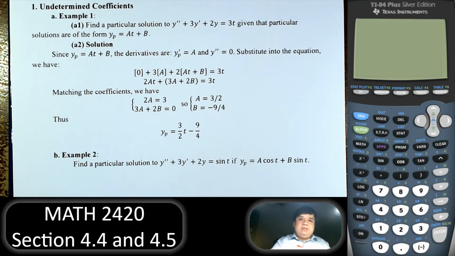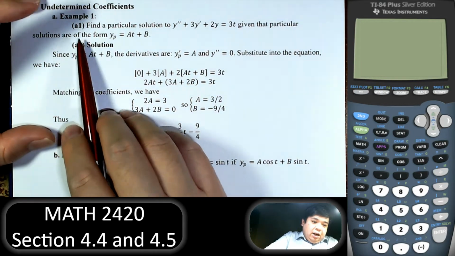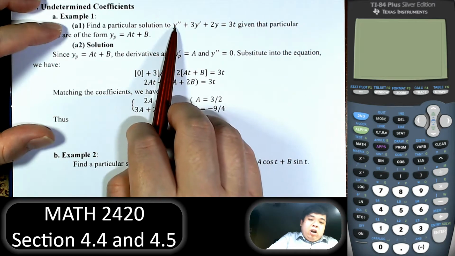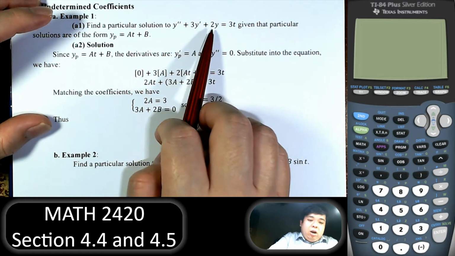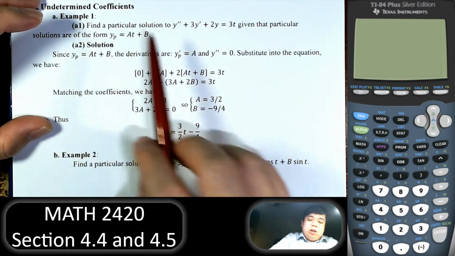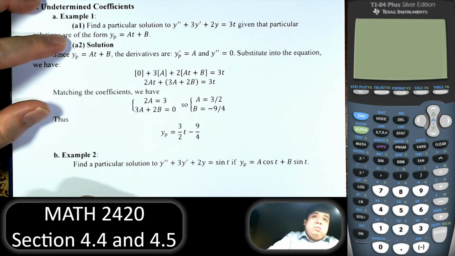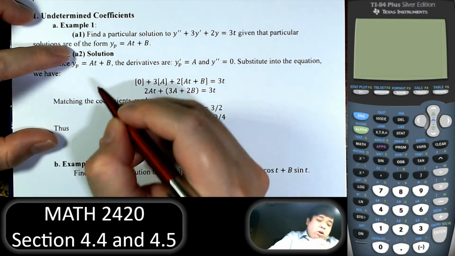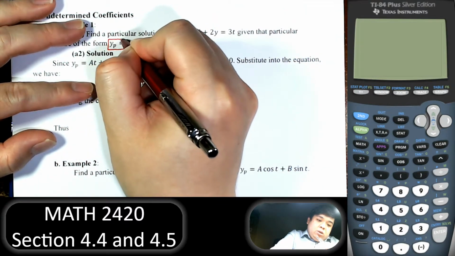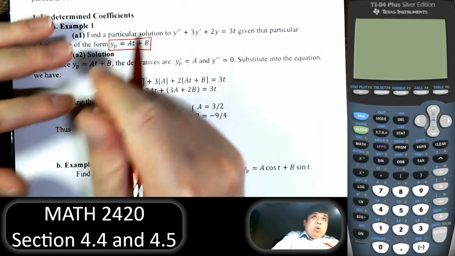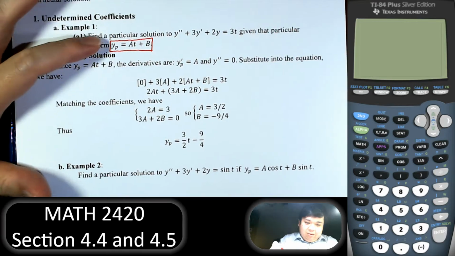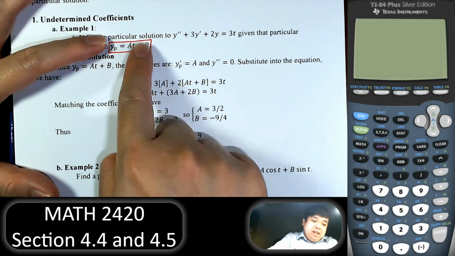We will look at a couple of examples before we actually go into how we guess a solution. Example 1. Find a particular solution to y double prime plus 3y prime plus 2y equals 3t, given that a particular solution is of the form at plus b. So in this example, we are given the form of the particular solution. Later on, we have to come up with the form by guessing, but for now, assume that it is given.